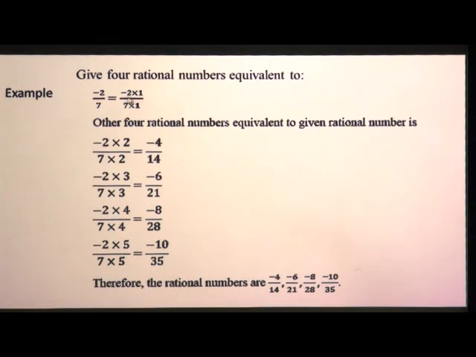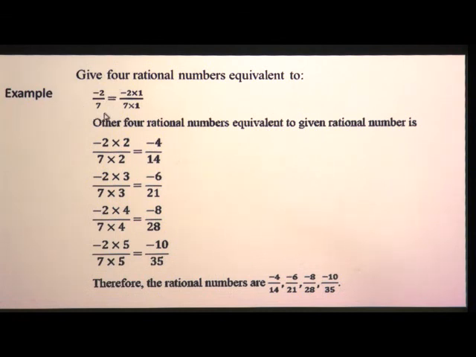The question may be: give four rational numbers equivalent to a given rational number. The rational number will be different. It may be 7 upon minus 2, or minus 2 upon 7, or 1 upon 4. You have to follow the pattern and find four more rational numbers which are equivalent to the given rational number.